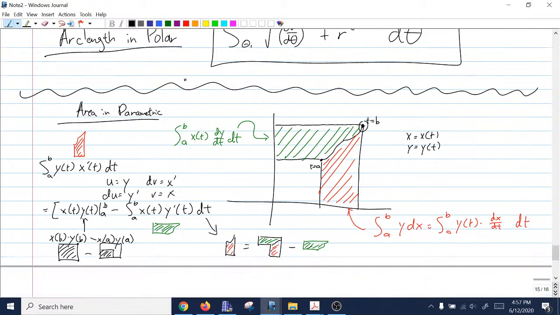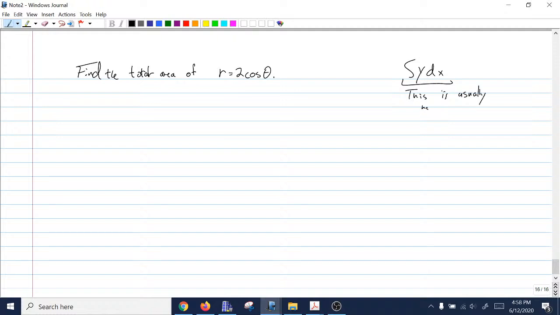We talked about arc length. Okay, now to talk about area. The thing about area in polar coordinates is most of the time, let's find the total area of the cardioid. It was r equals 2 cosine theta. Integrating y dx is usually not the best way to do it. This is how we did it in parametric. And I'm sure we can adapt it to work with polar, but most of the time you don't really want to do that.